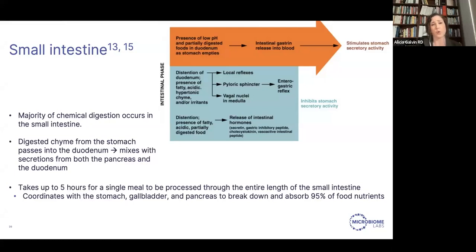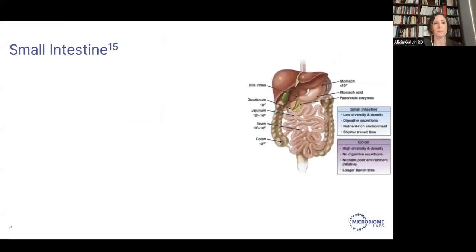So there's also coordination that has to happen between the gallbladder and the pancreas to really get to that full digestive potential. And we're going to talk about some of the signals that have to happen in order for you to get that full digestion in the small intestine.